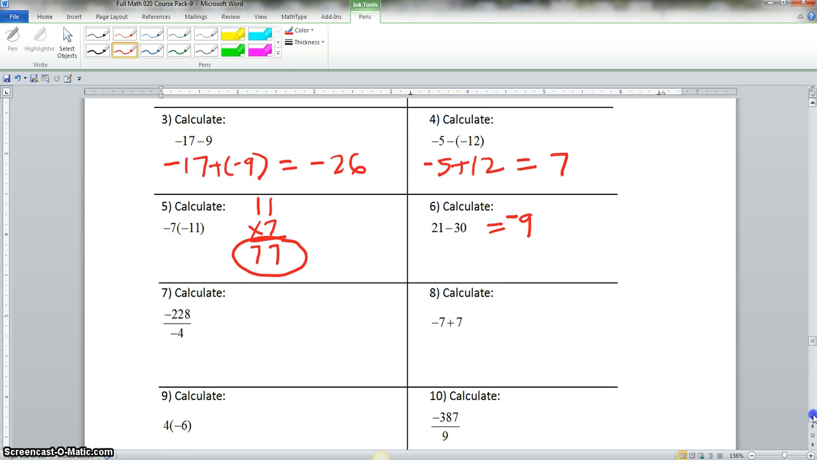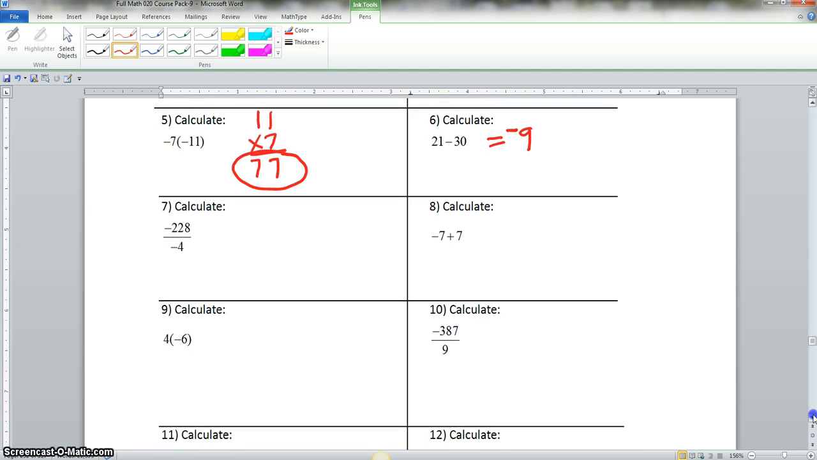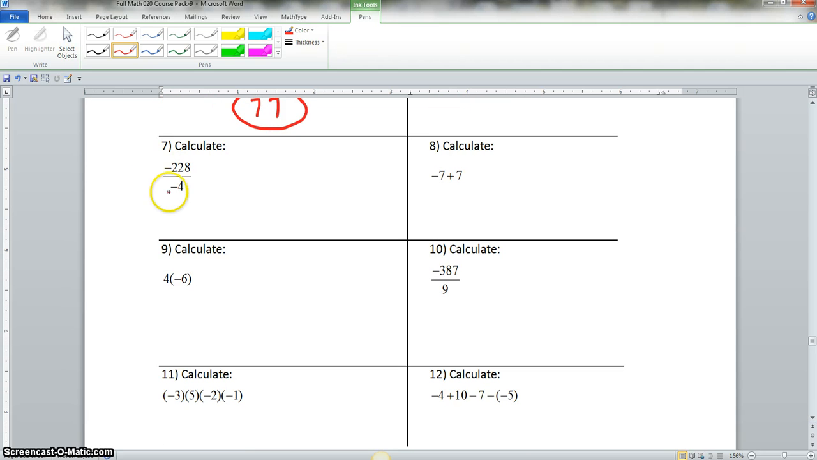Now, we scroll down here to number 7. We have a negative divided by a negative, which we know is positive. We have 228 divided by 4. So we would take 4 into 228. 4 goes into 2 0 times. 4 goes into 22 5 times. 5 times 4 is 20.